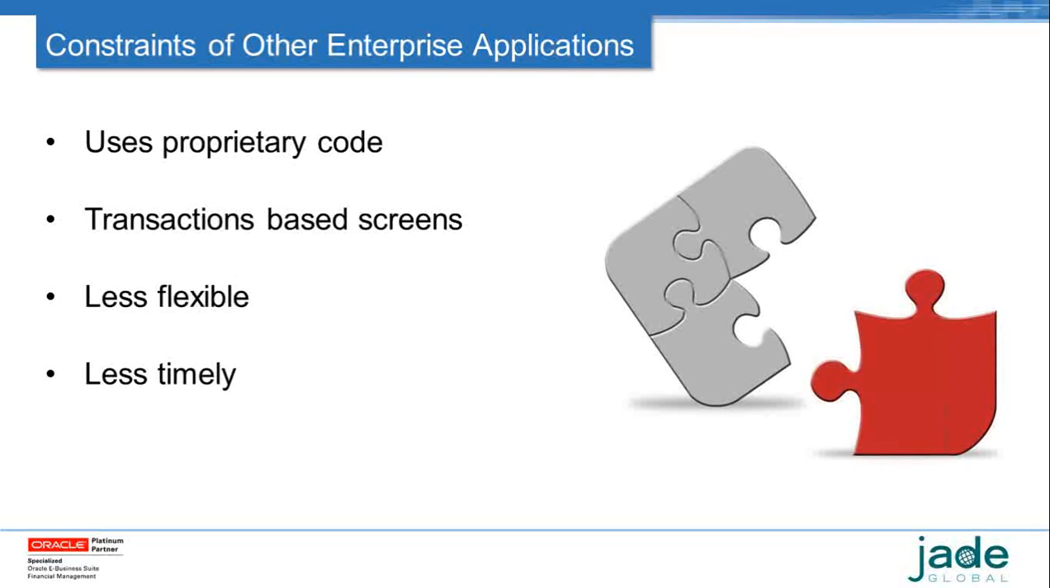So here are some of the key differences with other implementations. We will go over this briefly, but we will discuss in more detail as we look at the different features of the Oracle Fusion application. The other current applications use proprietary code. This translates to implementing changes within the application, which is more costly and limited.